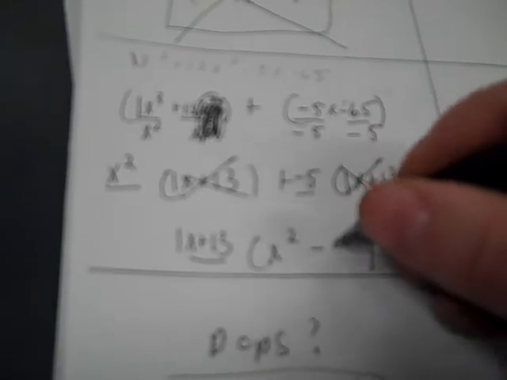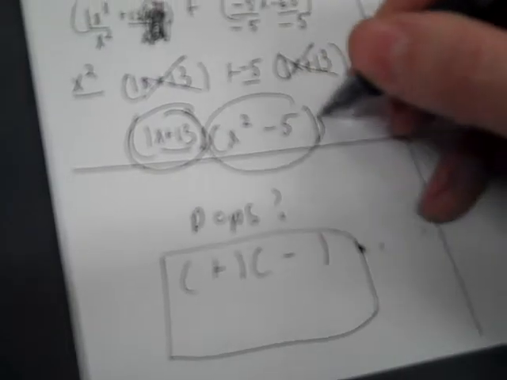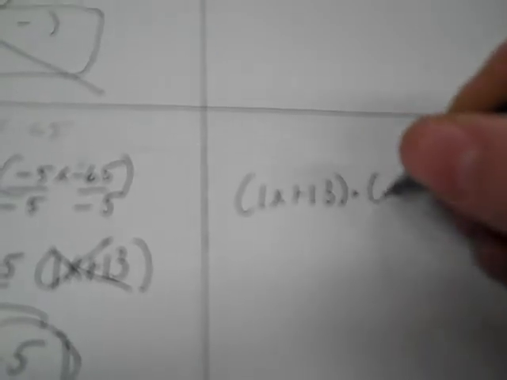Now I'm left with x to the second minus 5. Okay, now this is a plus. That's a minus, but 5 is not a perfect square. That's not up there as a perfect square, so circle that. Good. So I have 1x plus 13 times x to the second minus 5. Okay, next.